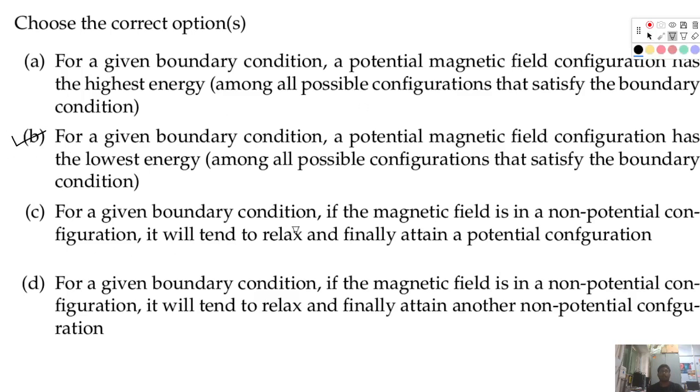Now for a given boundary condition, if the magnetic field is in a non-potential configuration, it will tend to relax and finally attain a potential configuration. Okay, so what I was suggesting, C is correct. Fine. So this one has to be correct.